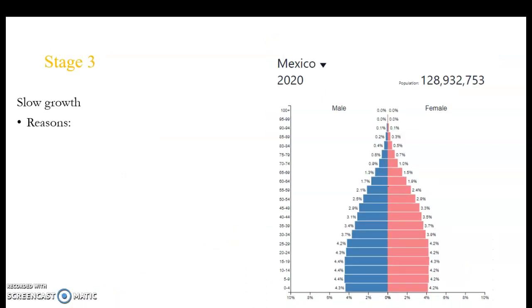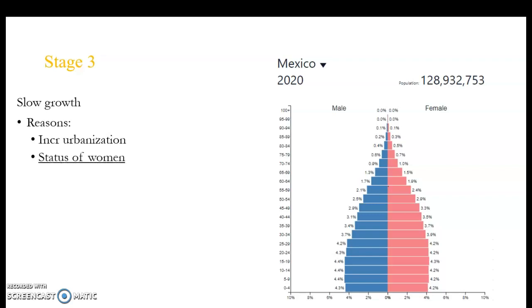Our next pyramid is Mexico. Mexico was used for stage 3. As Mexico begins to narrow out the bottom of its pyramid, it reflects a shift away from agriculture to more industrialization and urbanization, where kids are deemed less as assets and more as liabilities because they don't enter the workforce, they don't contribute to the family business at such a young age.